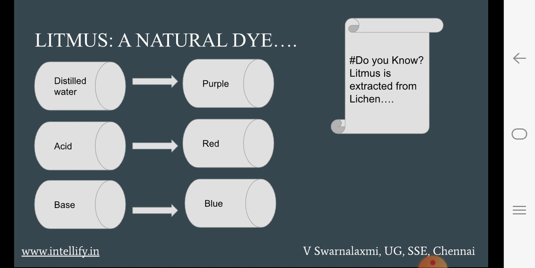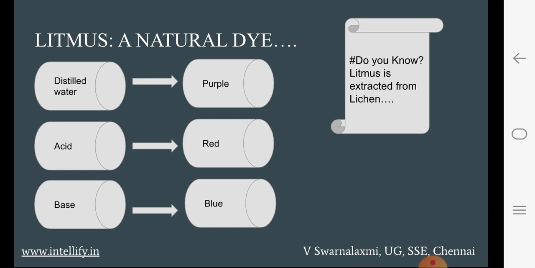Till now not understood what is litmus? I would like to explain. Litmus is extracted from lichen. What is lichen? Lichen is, you can call, when you see on wood barks, you would find some unwanted growth on the bark of the tree. That unwanted growth is nothing but lichen. So, the hashtag Do You Know Fact over here is litmus is extracted from lichen.